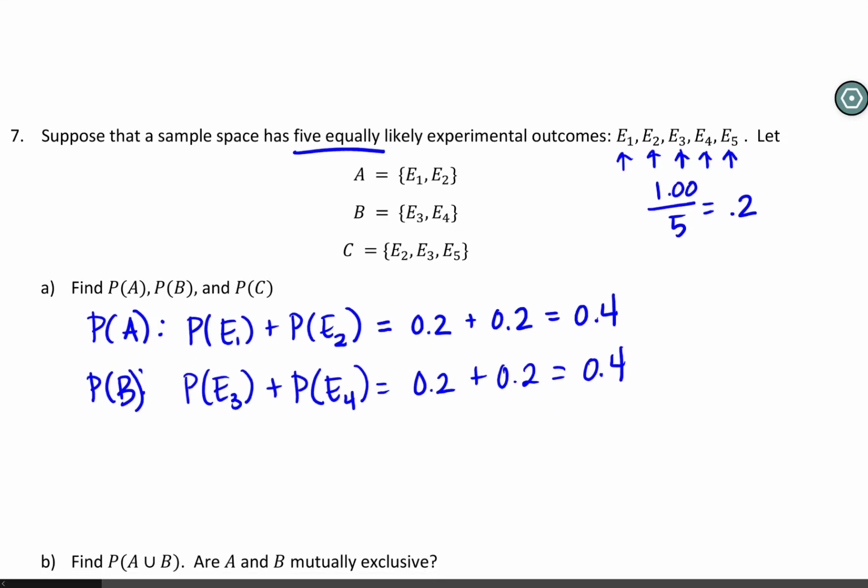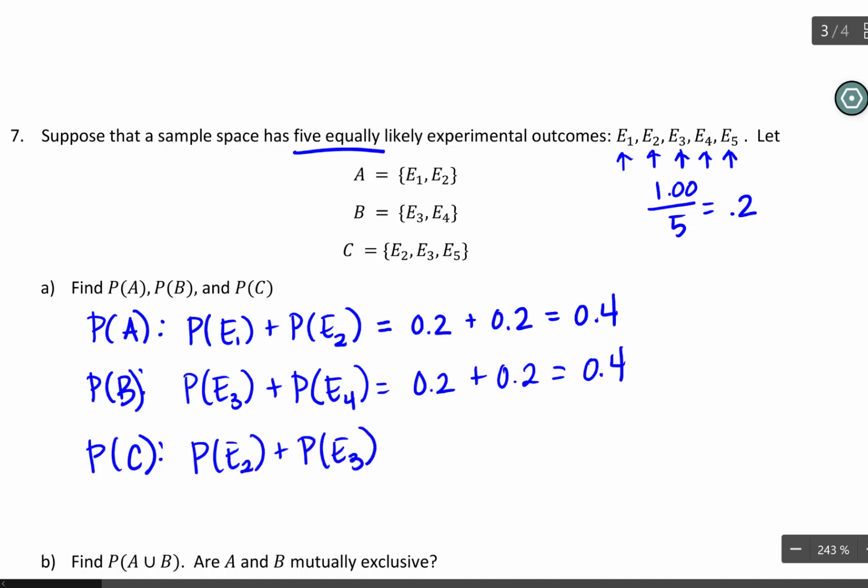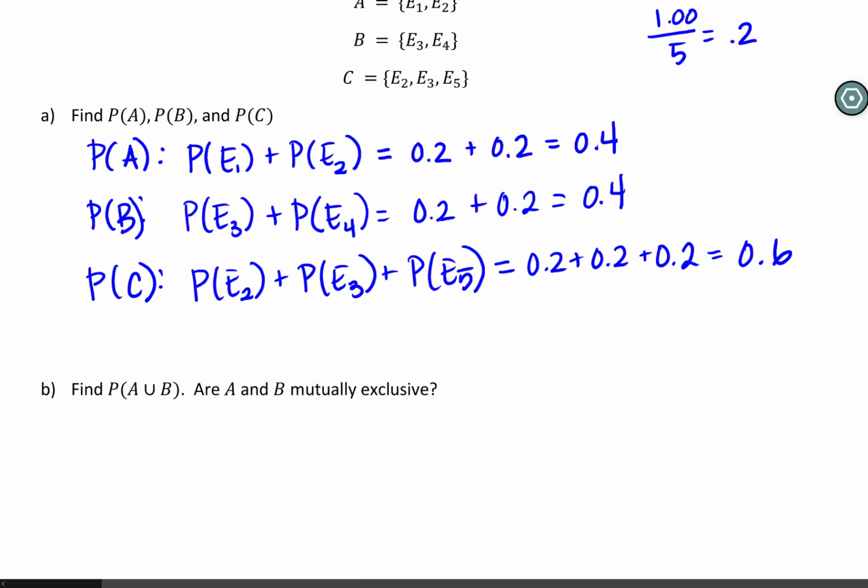Now we need to look at event C, probability of C. So we have the probability of outcome 2 plus the probability of outcome 3 plus the probability of outcome 5, or 0.2 plus 0.2 plus 0.2, for a total probability of event C being 0.6.